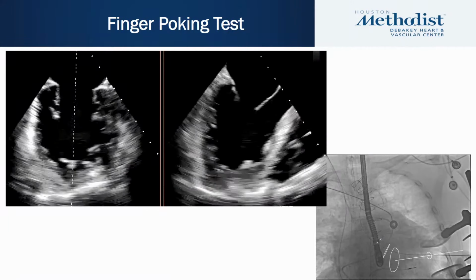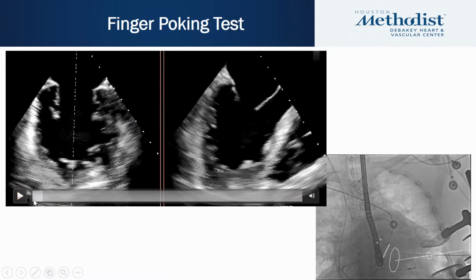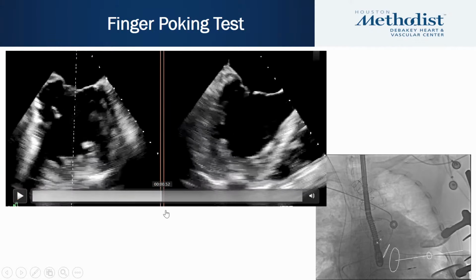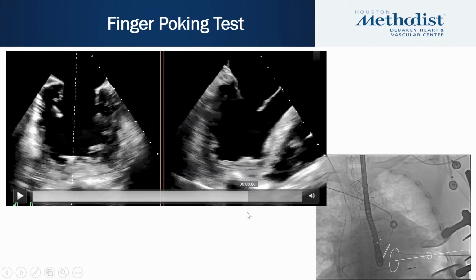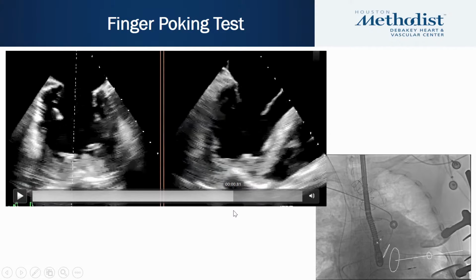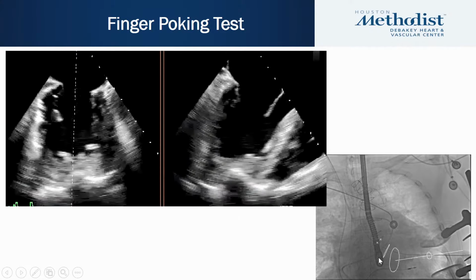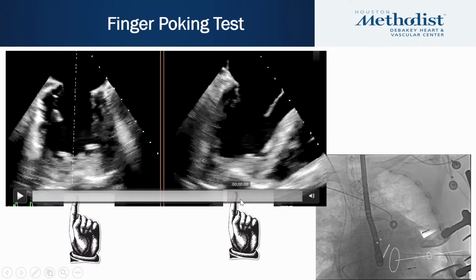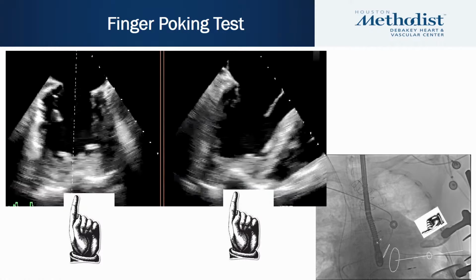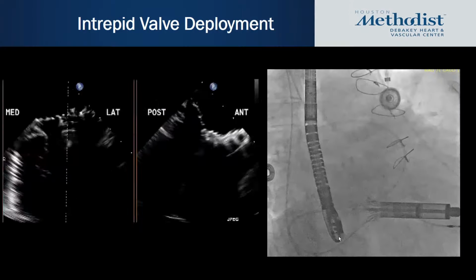So this is the finger poking test, where you see that the surgeons are poking the LV apex, which can be visualized by TEE, and this is to confirm the ideal transapical puncture site. Again, CT is very instrumental in determining the optimal site for transapical puncture and helps in procedural planning. So this is the first step, which is identifying the optimal transapical site.